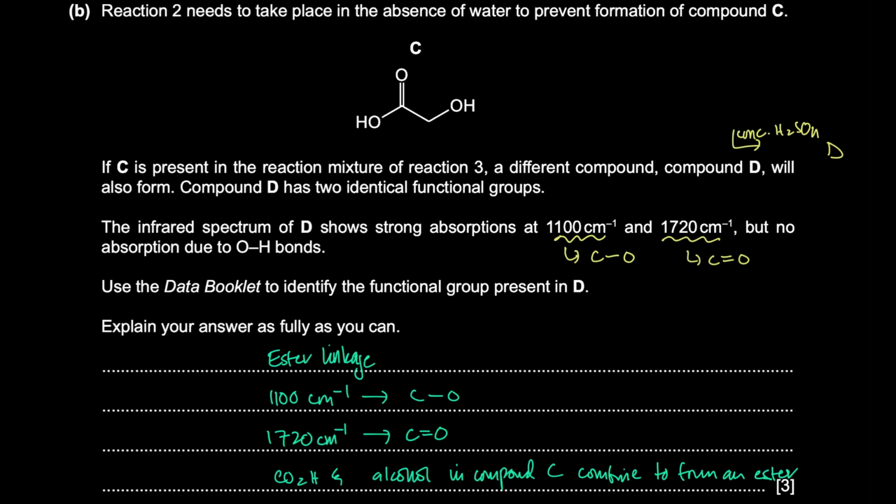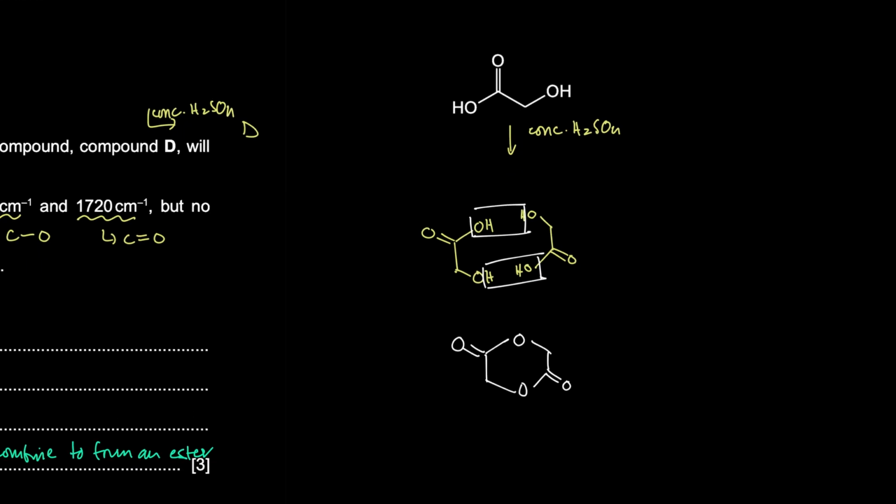So the carboxylic acid and the alcohol combine to form an ester. So you have two identical molecules. Because this molecule has an acid and an alcohol, it can combine with another molecule of the same type to form a cyclic diester, all right? Which would look like this. So that's the reaction that's taking place over here.